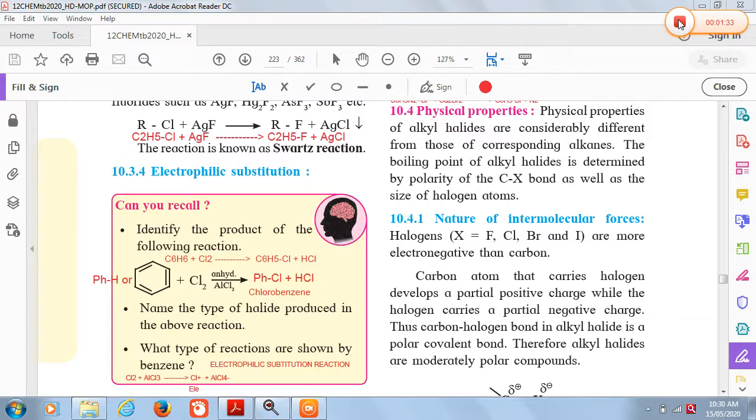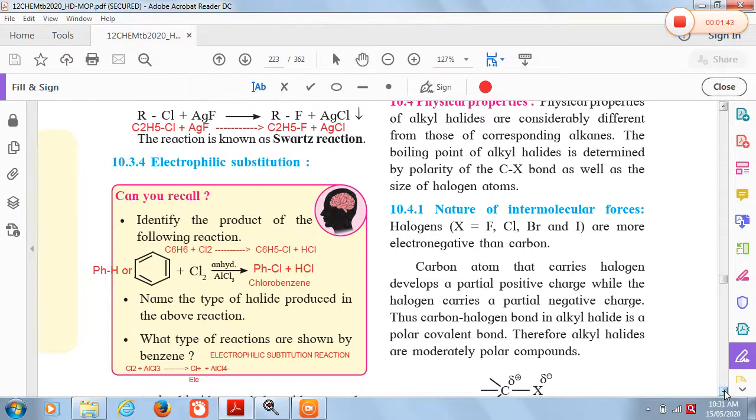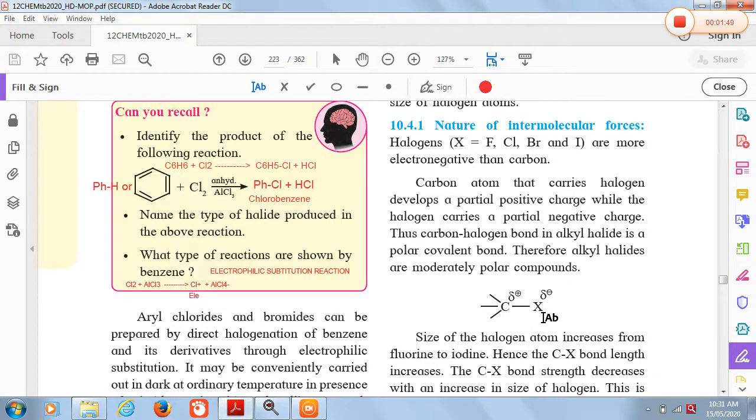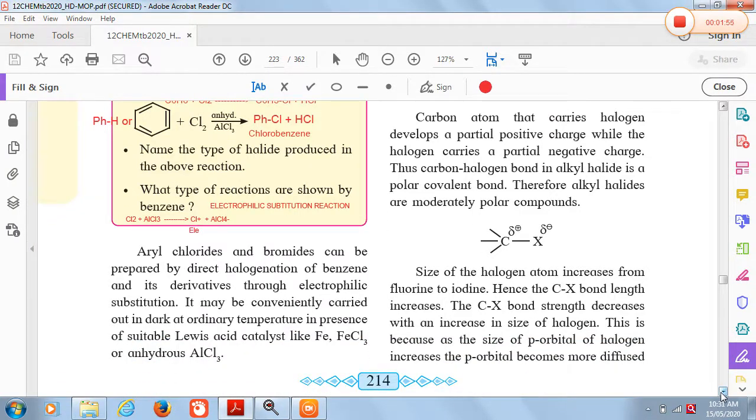Now let us see the first factor, the nature of intermolecular forces. So here that charge separation is given, and if you observe the size of the halogen atom, it goes on increasing from fluorine to iodine, and the C-X bond length increases and the C-X bond strength decreases. Means the distance between this carbon and halogen goes on increasing.